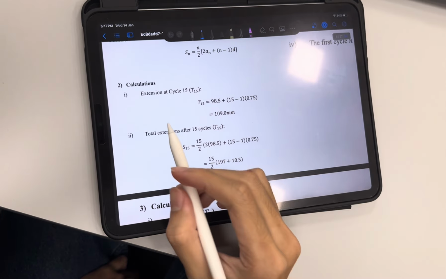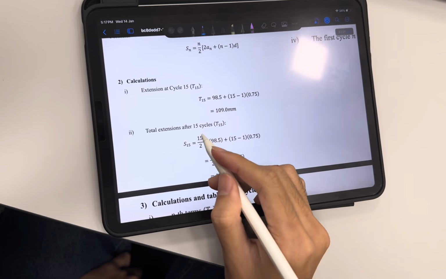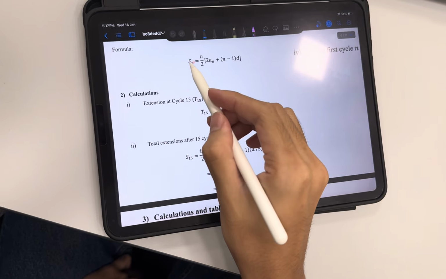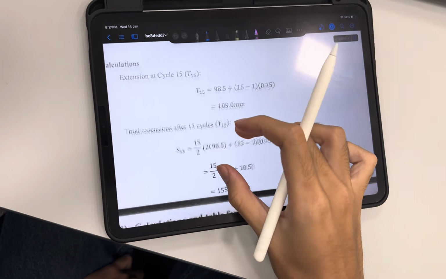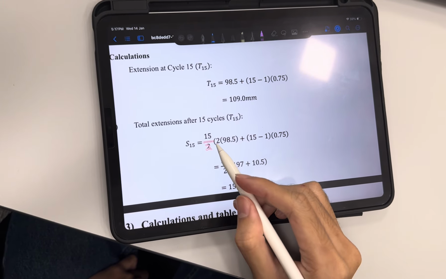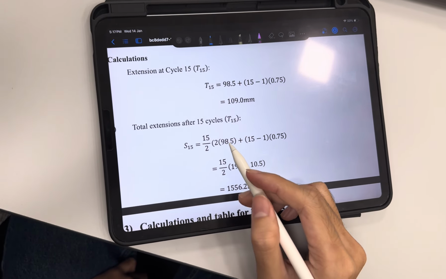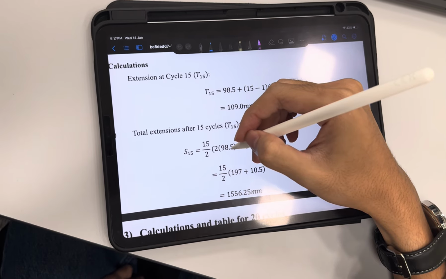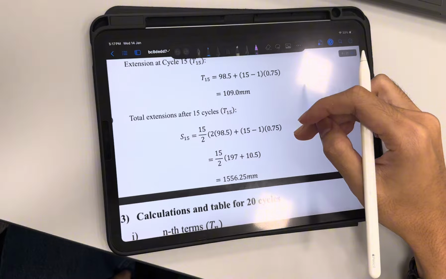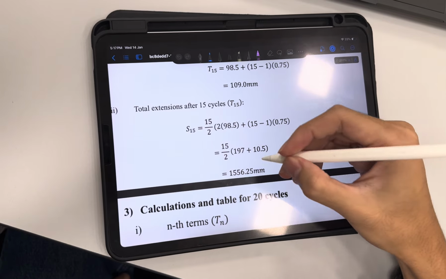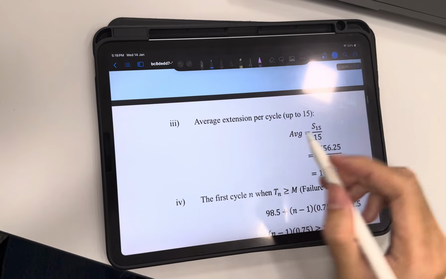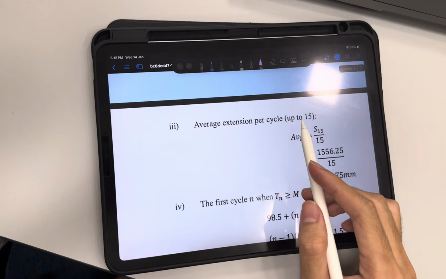Next, we calculate the total extension after 15 cycles. We use the Sn formula. We change n like just now. So S15 equals 15 over 2 multiplied by 2 multiplied by 98.5 plus 15 minus 1 multiplied by 0.75. The answer will be 1556.25 mm.